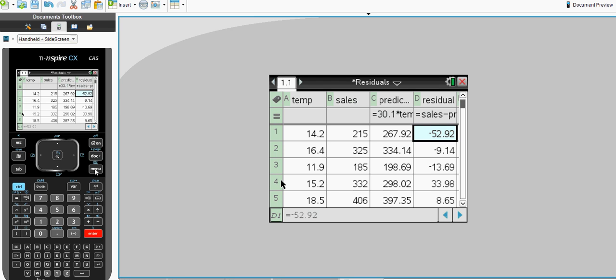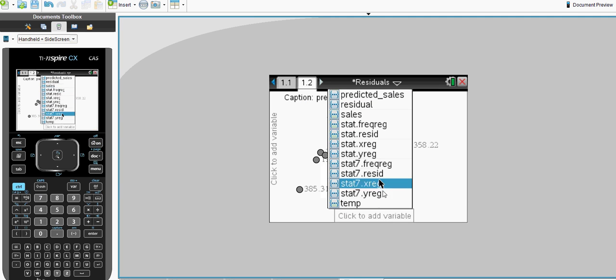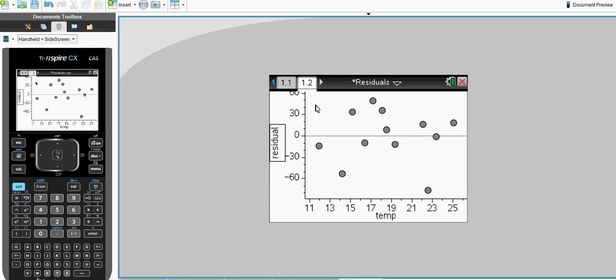Now, we can look at that as a plot. We could plot our temperature, and we could plot it against our residuals. There we go, and that demonstrates that this first particular day at about 12 degrees has a residual of minus 13.69. This particular point, around about 14 degrees, 14.2, has a residual of 52.92. Negative, that is, it's below expectation. This one is at a temperature of 16.4, residual of negative 9.14, and so forth for all the various points.